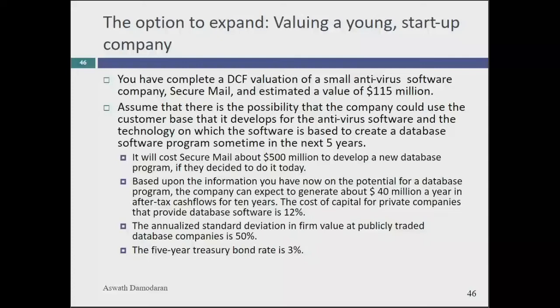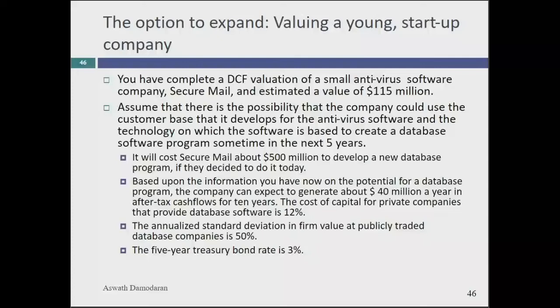Already you can see this is not a good investment if you do it right now, right? $500 million upfront, $40 million for 10 years, even without discounting, is only $480 million. And if you add to that the cost of capital of 12%, this is definitely a negative net present value investment. So what am I giving you? I'm asking you to take a project that is a negative net present value project. You're saying, I'm not going to do it, but I'll give you the rights to do this for the next 5 years. So over the next 5 years, you can do it at any time.